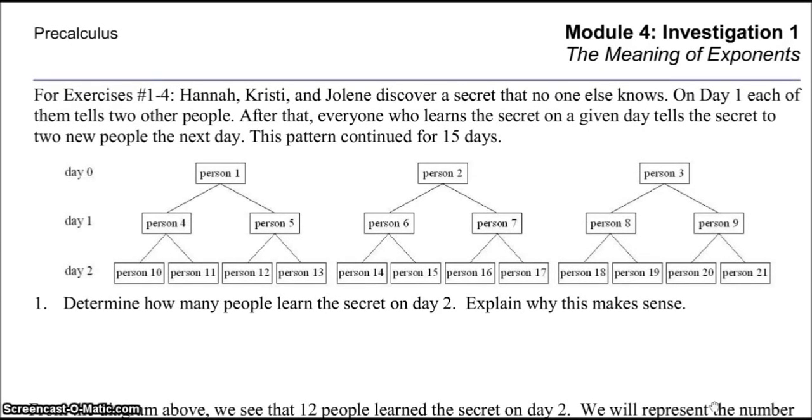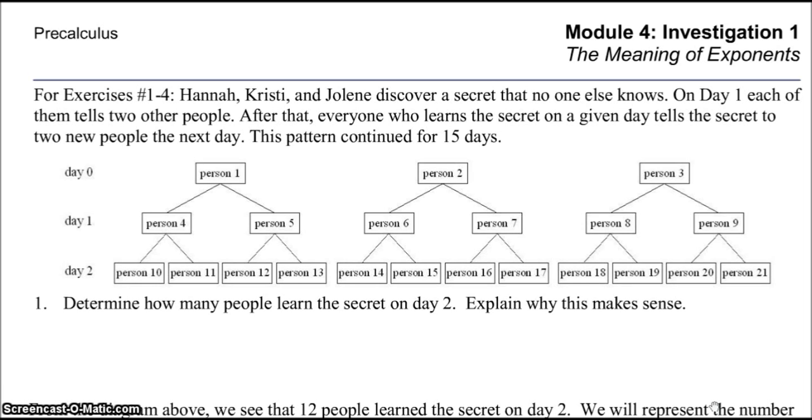Hello, we're going to work on Module 4 Investigation 1, the meaning of exponents. For exercises 1 through 4, Hannah, Christy, and Jolene discover a secret that no one else knows. On day 1, each of them tells 2 other people. After that, everyone who learns their secret on a given day tells the secret to 2 new people the next day. The pattern continued for 15 days.